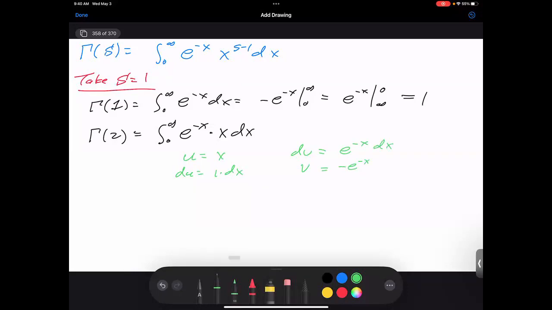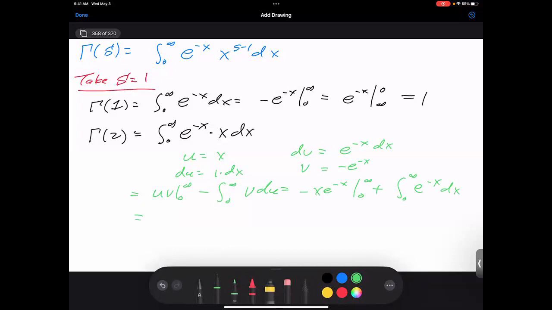There's a dx there. So gamma of 2 is equal to uv at 0 infinity minus the integral from 0 to infinity of v du. So we get uv, which is going to be negative x e to the minus x at 0 infinity, plus the integral from 0 to infinity of v du, which is e to the minus x dx.